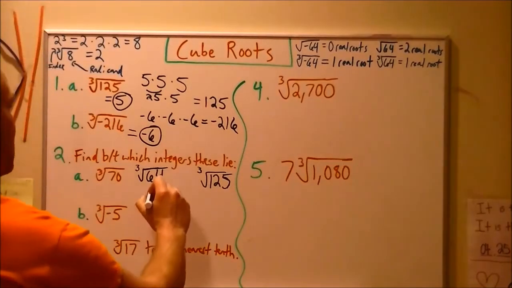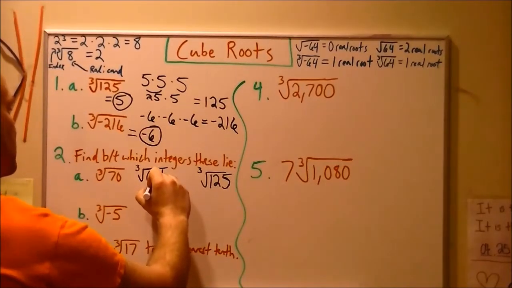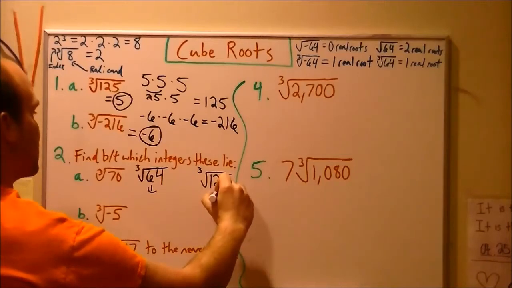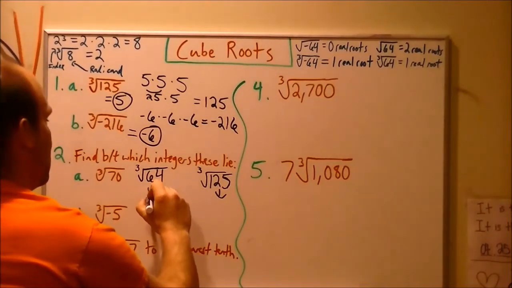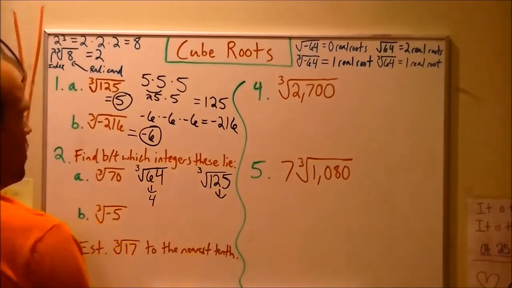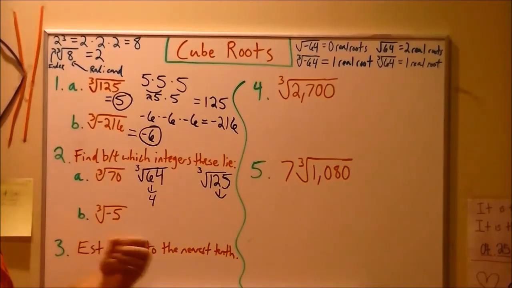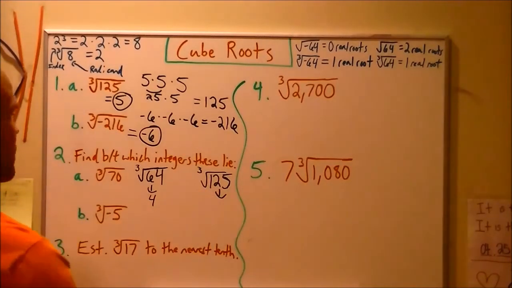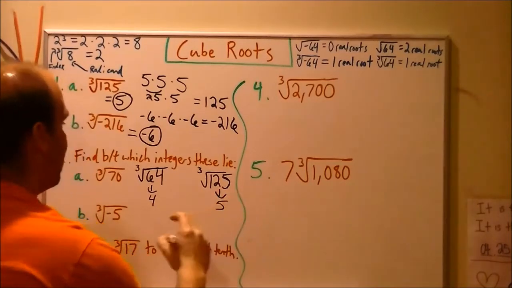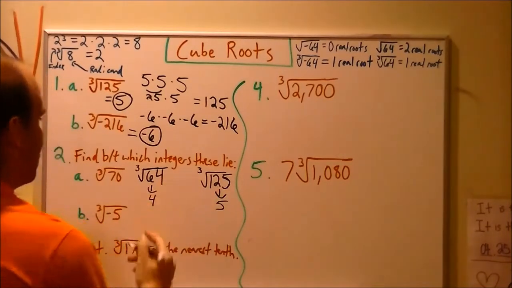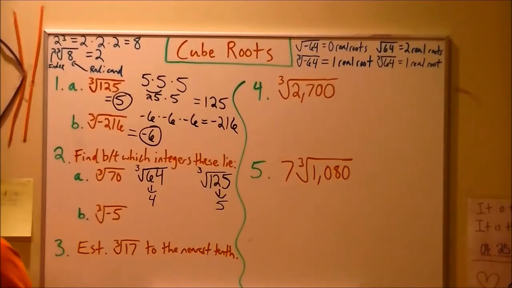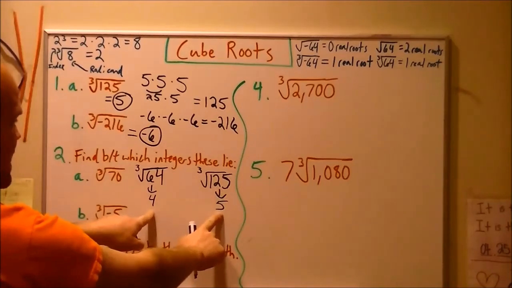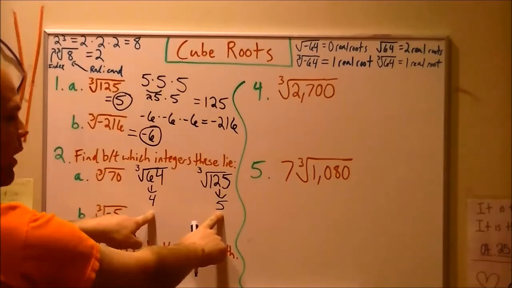Now, what does this mean? What's the cube root of 64, or what number times itself times itself gets you to 64? That's the number 4. What's the cube root of 125? What number times itself times itself gets you to 125? That's the number 5. And the cube root of 70 lies somewhere between these two. In other words, it's between what numbers, guys? Between the numbers 4 and 5.